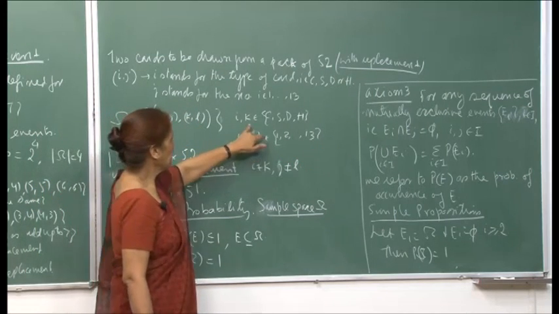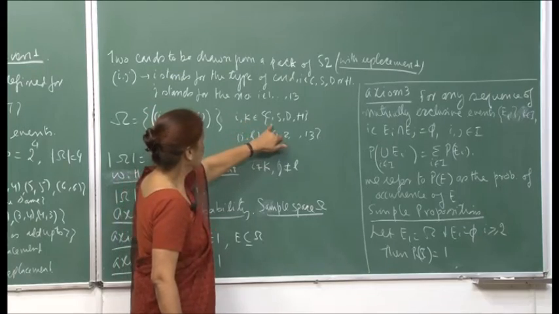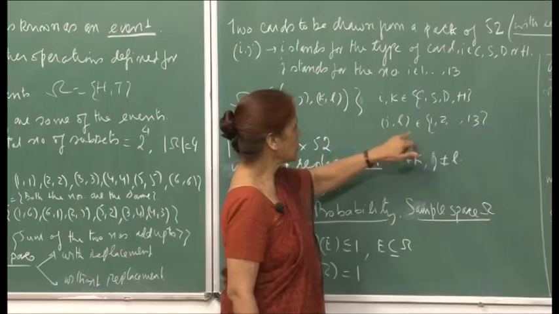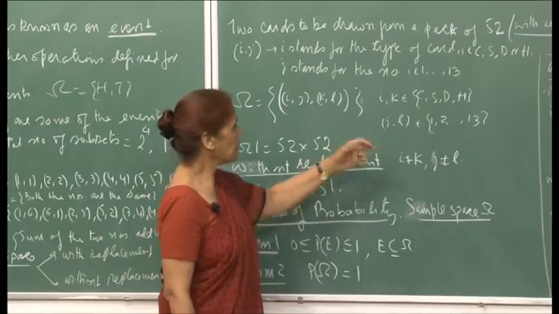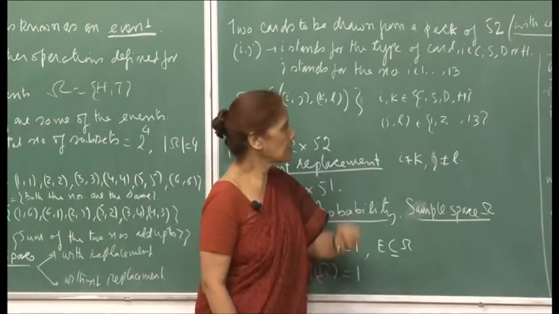So, therefore, i and k can be anything from C, S, D, H, because you are doing it with replacement, and then j and l are the numbers 1 to 13.